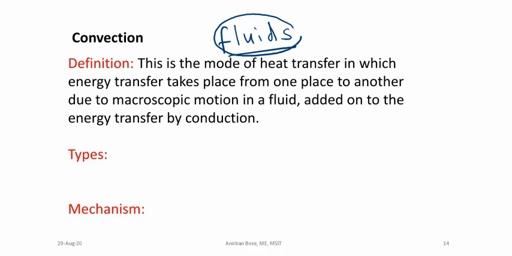Now let us see the definition. This is the mode of heat transfer in which energy transfer takes place from one place to another due to the macroscopic motion of the fluid. This is a very important thing that you have to remember: because of the macroscopic motion, that means the bulk motion of the fluid, energy is transferred from one place to the other. And not only that, this is one part of convection, and the other part is added on, the energy transfer by conduction.